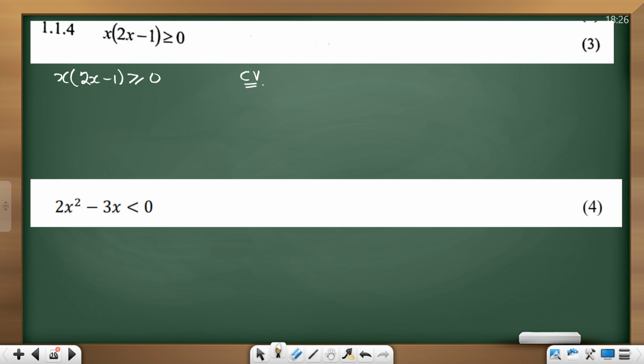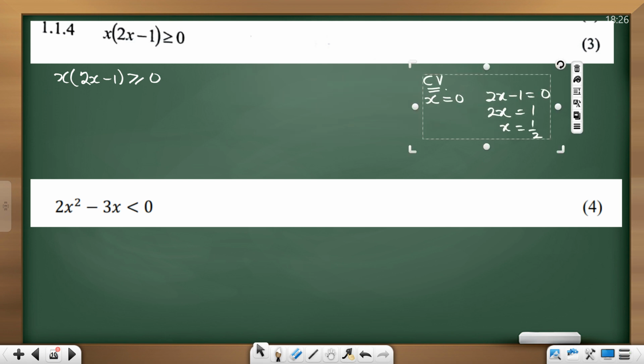Some of us don't know how to get the CVs. When you're looking for CV, it means critical value. We're saying, what are the values of x for which this inequality will not be true? So I'll say x equals 0. Change that inequality to equals 0: 2x - 1 = 0, 2x = 1, x = 1 over 2. You don't show this as part of your calculation, please. Just do it on the side.